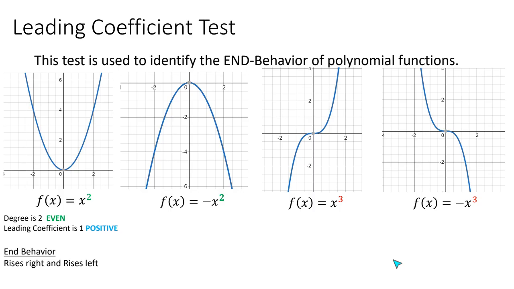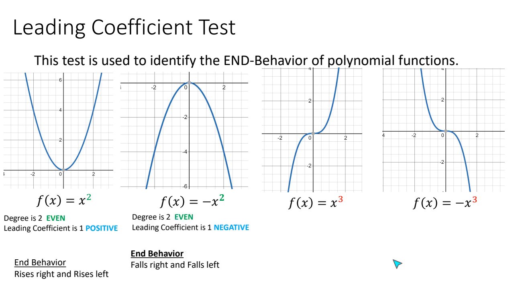So the end behavior, the way the book says, or the way you might answer it on your homework, is that this graph is going to rise on the right and rise on the left. Now, if we look at this second graph, again, we know that it is an even function, but my leading coefficient now is a negative 1. So whenever the leading coefficient of an even function is negative, the end behavior is going to fall on the right and fall on the left.